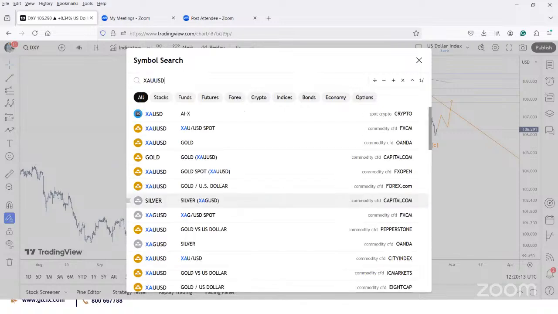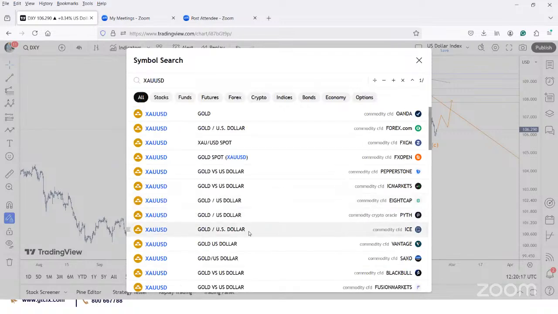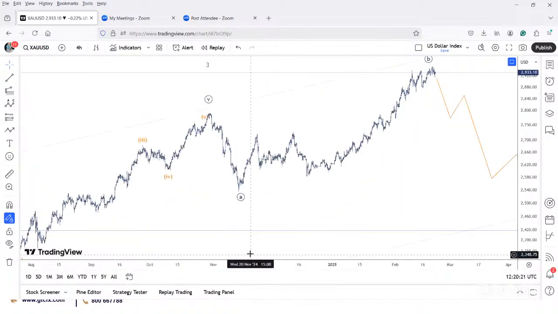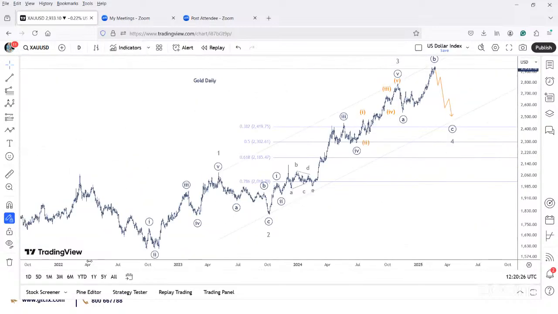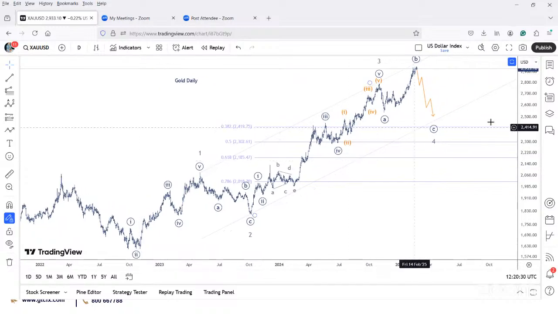Let's go back to gold. I've prepared some counts here in detail so that time is not wasted, and the Elliott wave counts are described in quite a detailed view here. That is the gold daily chart I've mentioned here. Let me take a moment to explain what's going on in gold. I'll take a pointer.